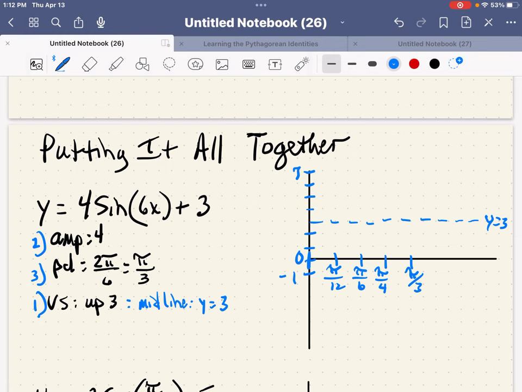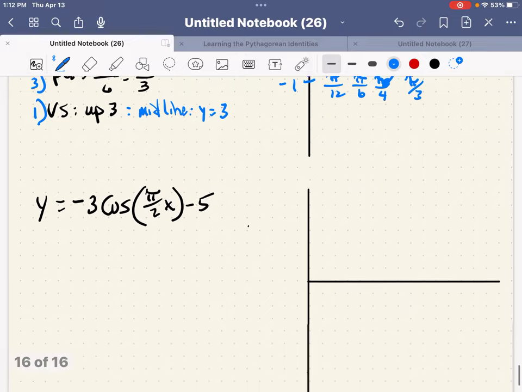Now, what does a sine wave do? It starts at the midline at the first tick mark. It goes high at the second tick mark, midline at the third, low at the fourth, and midline at the fifth. And so you have an accurately graphed one period of this function. It's all about labeling the axes.